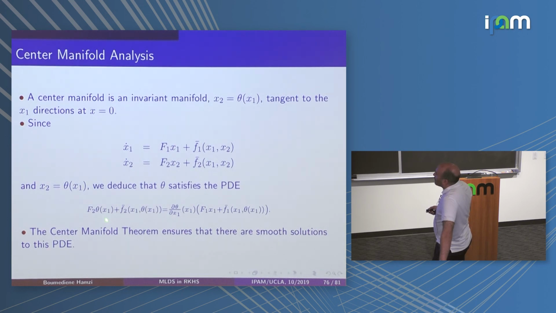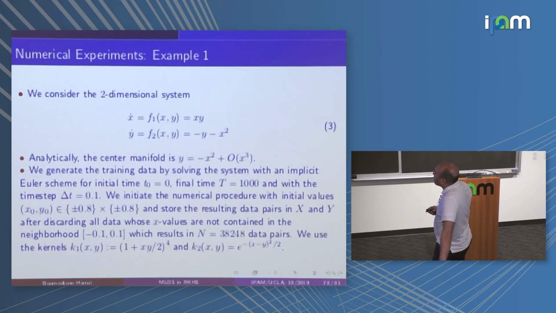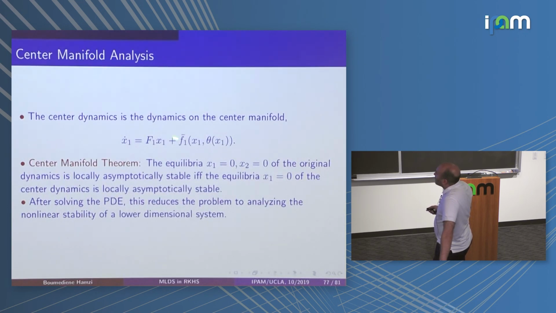And so what we want is essentially to find an approximation of this PDE from the samples. So here the center dynamics will be x1 dot is equal to f1(x1) plus f1 bar(x1, theta(x1)). And so once we get theta, then we can conclude about the stability properties of the full order system from the reduced order system.